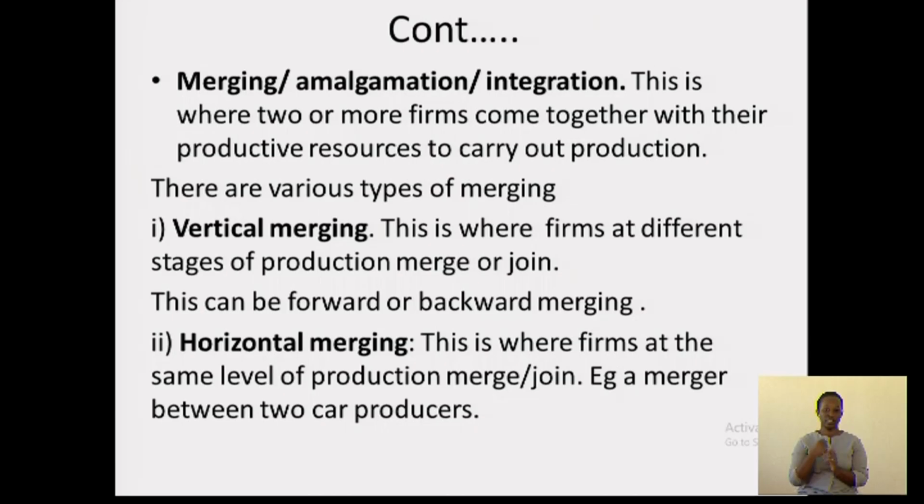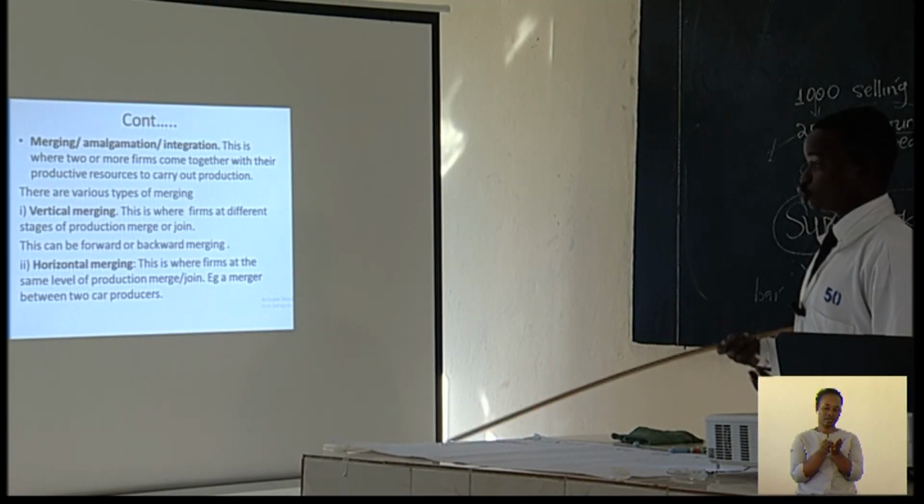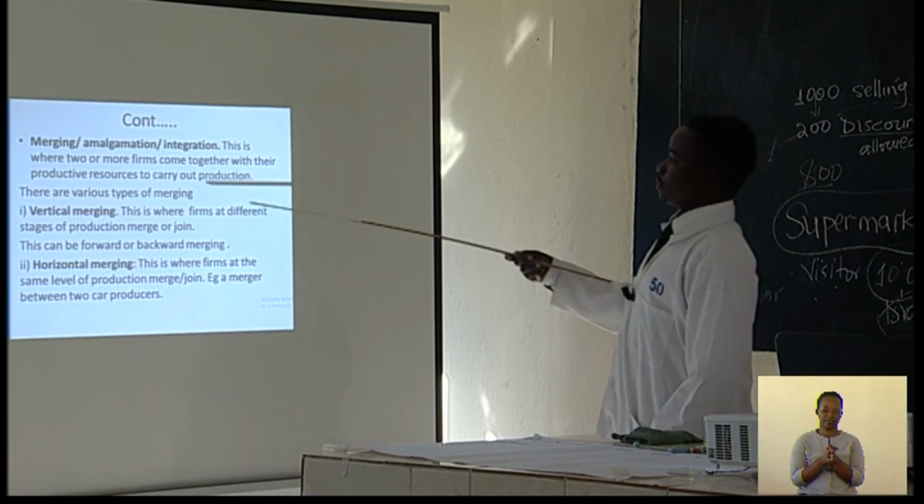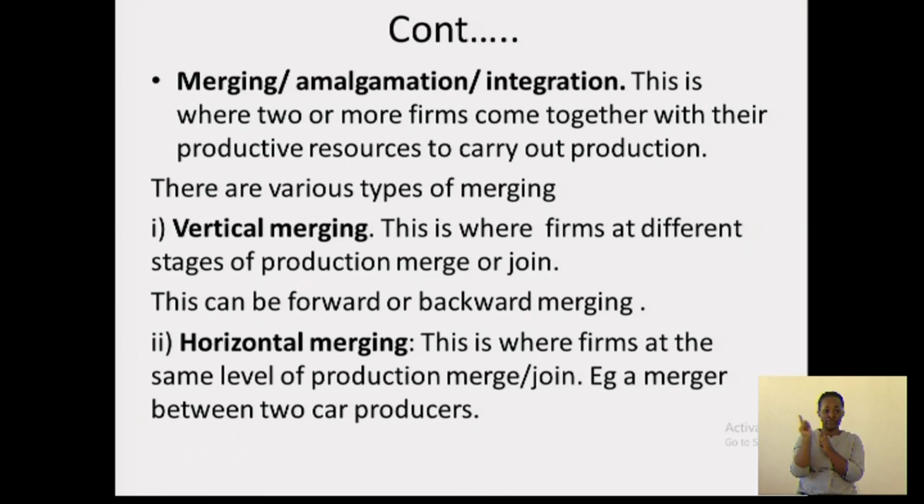You all know Airtel and Tigo. These two telecommunication companies merged, did what you call amalgamation, integration, merging. They joined together to carry out or to give out the service. You know the service they give, they help us in communication. Now, with this merging or amalgamation or integration, there are very many reasons.